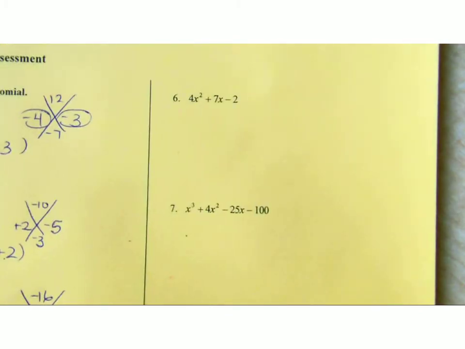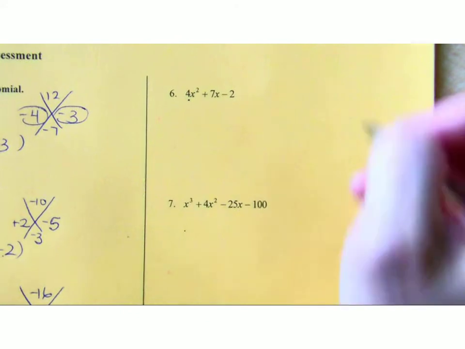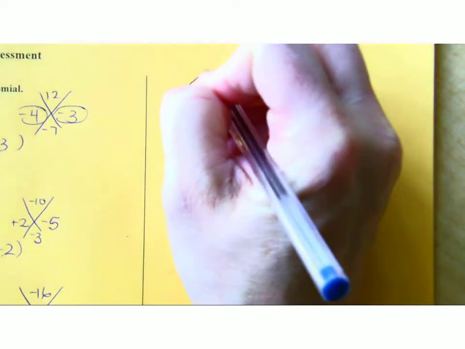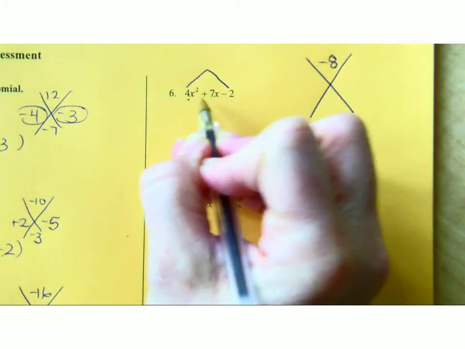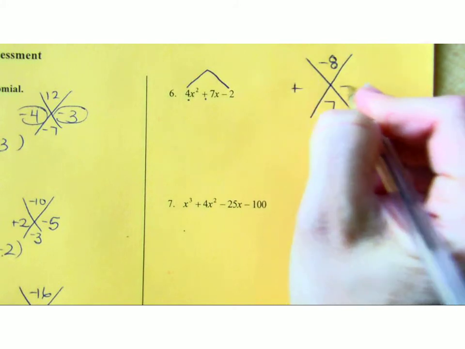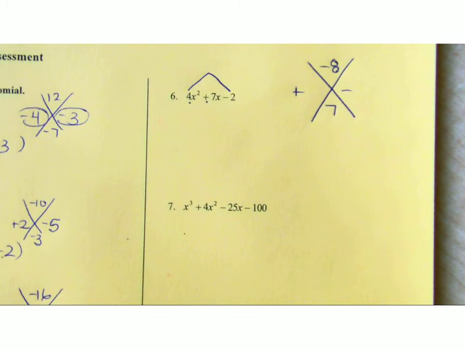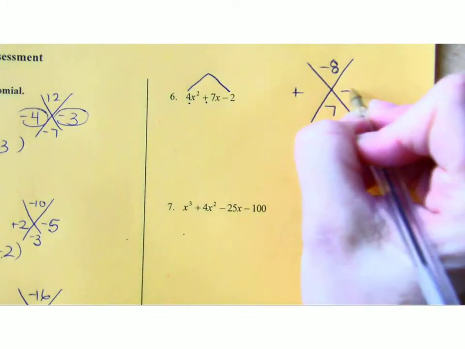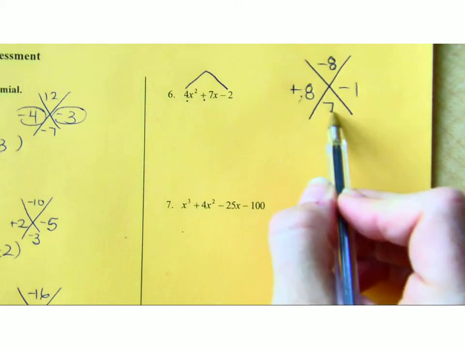Number 6. There is no GCF, and that is not a 1. I have no option but to do the long way. So I am making my x. I'm doing my a times my c, which is negative 8, and my b is 7. That's easy. 2 numbers that multiply to get negative 8 but add to get positive 7 have got to be what? A positive 8 and a negative 1, right? Because that needs to be positive.